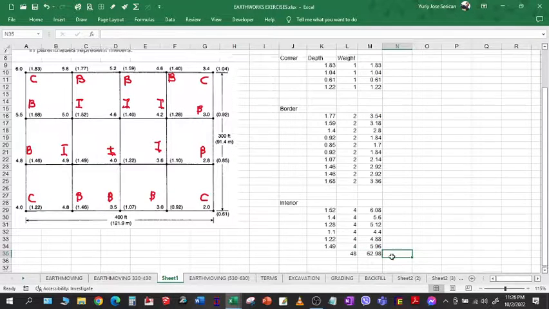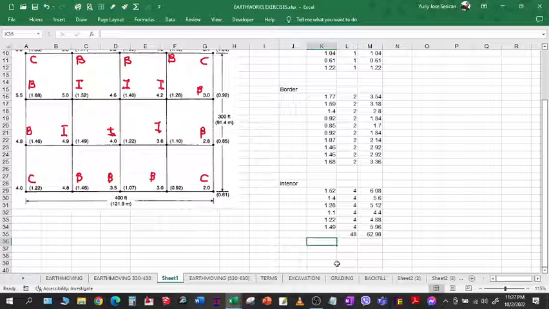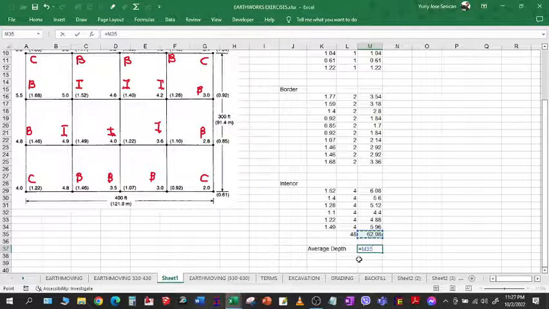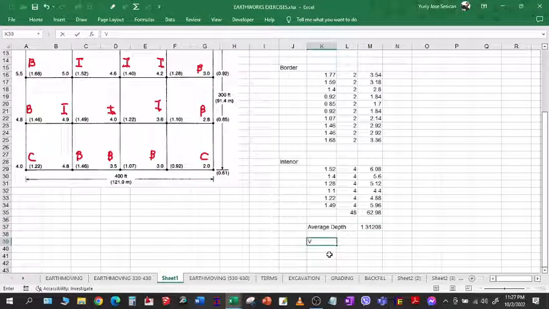So to get the average depth is simply dividing this sum by the sum of weights. So average depth is equal to this value here divided by 48. So that will be 1.312.